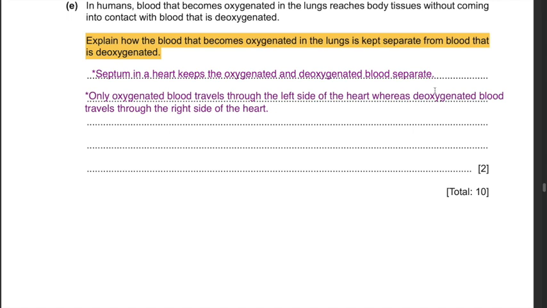Only oxygenated blood travels to the left side of the heart, whereas deoxygenated blood travels to the right side of the heart. Thus, in order to earn your full 2 marks, you should mention the structure being septum, and you should mention oxygenated blood traveling to the left side of the heart. Remember that carefully: oxygenated blood, left side; deoxygenated blood, right side of the heart. Thus giving you your full 2 marks.